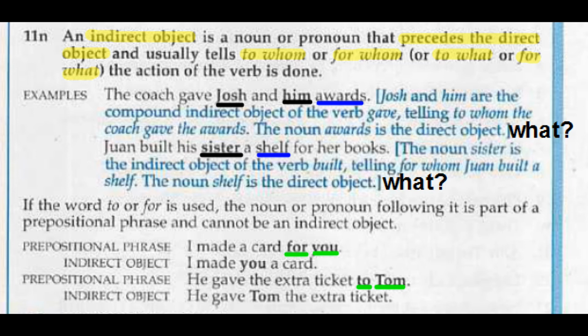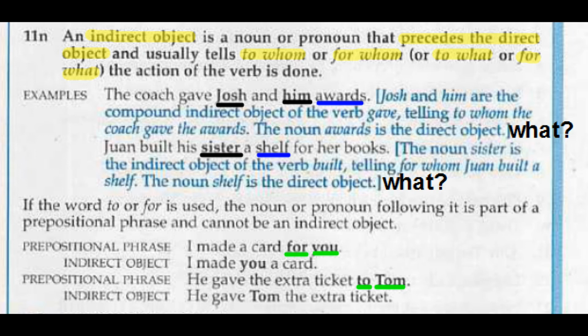Let's look at the next example. Juan built his sister a shelf for her books. Okay, so what did Juan build? Shelf. That's going to be your direct object. Now what precedes it is going to answer to whom did he build the shelf for? So the answer is sister. You have one indirect object in that sentence.